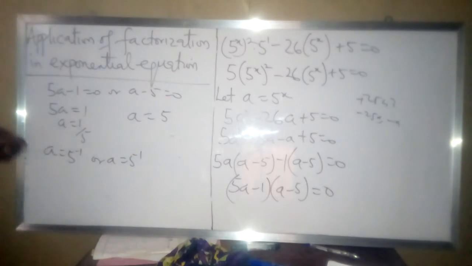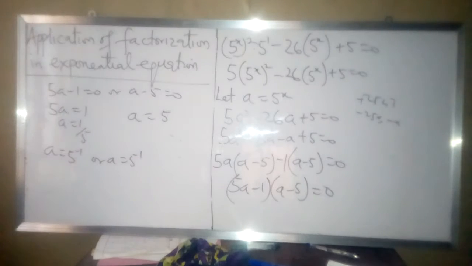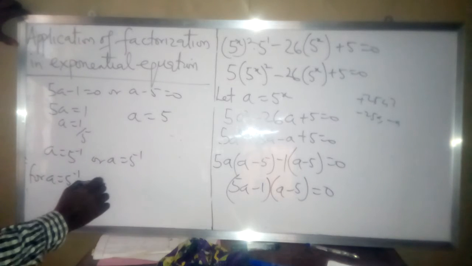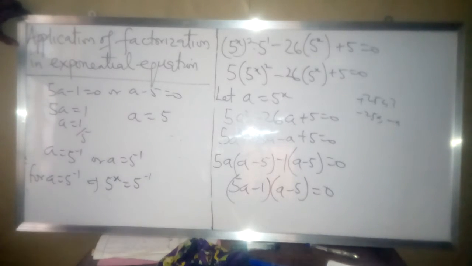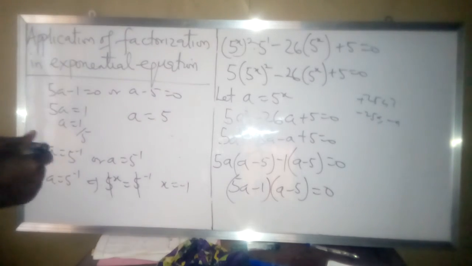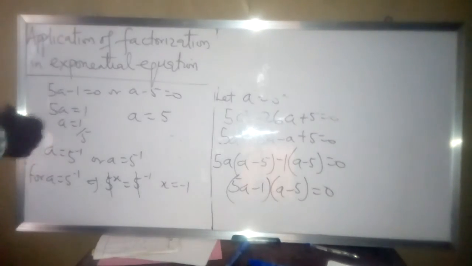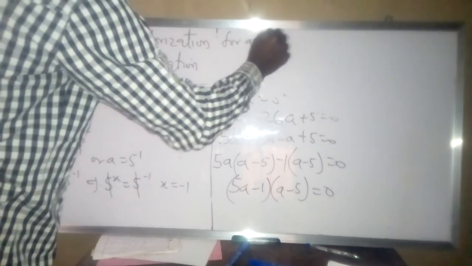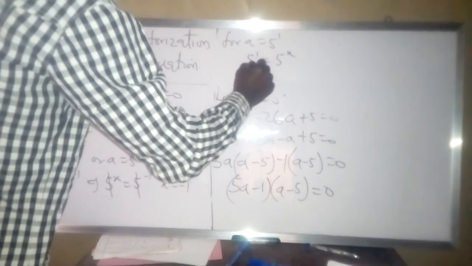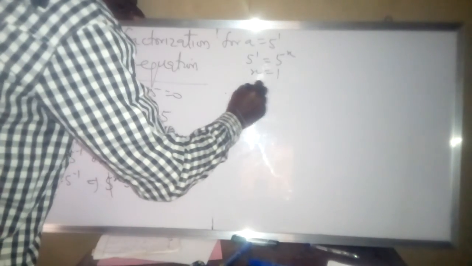Now we recall that our a is assumed to be 5^x. So we can now go back by saying for a equal to 5^(-1), then 5^x is equal to 5^(-1). So with that, 5 will cancel 5, so we have x equal to minus 1. Because x is the unknown in the equation, not a. We only assumed a. So now for a equal to 5^1, that is 5^1 is equal to 5^x. So x is equal to 1. Therefore, our x is equal to minus 1 or 1.